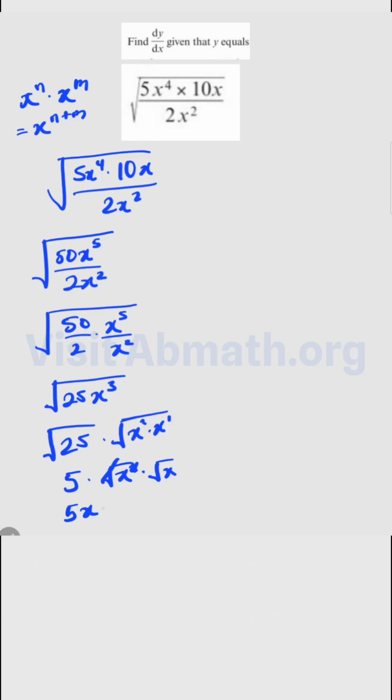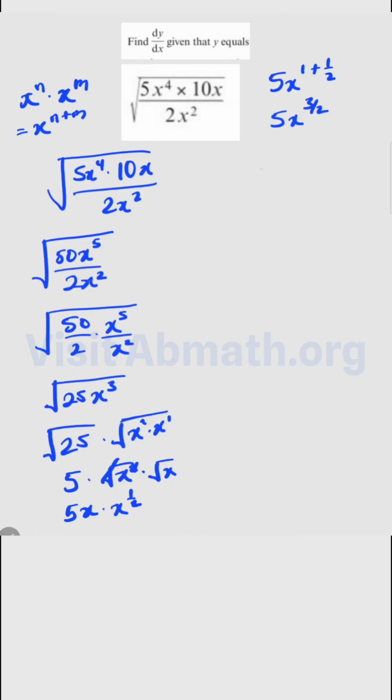Then we now have multiplied by x power 1 over 2. Okay, so that is what it means: square root means 1 over 2. So let's come up here. We now have 5x power 1, then plus 1 over 2 for the second x. So you now have 5x, and this is going to give you 3 over 2.